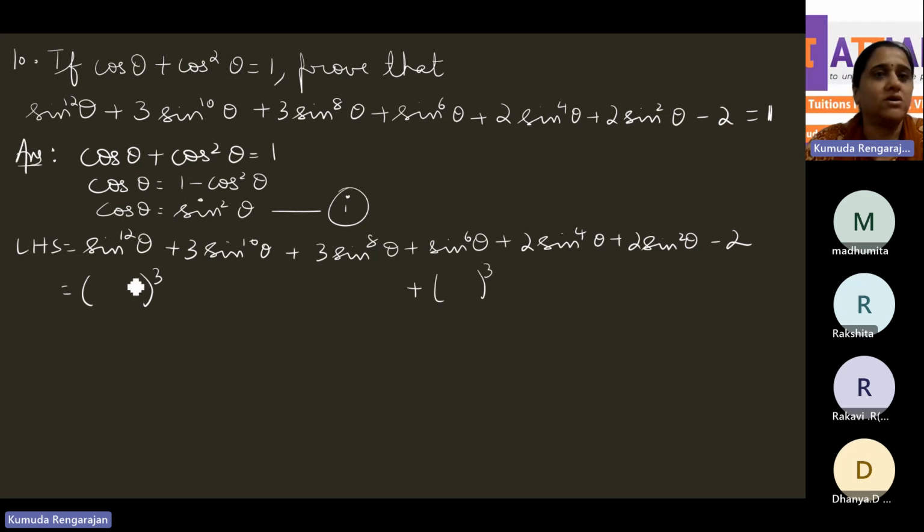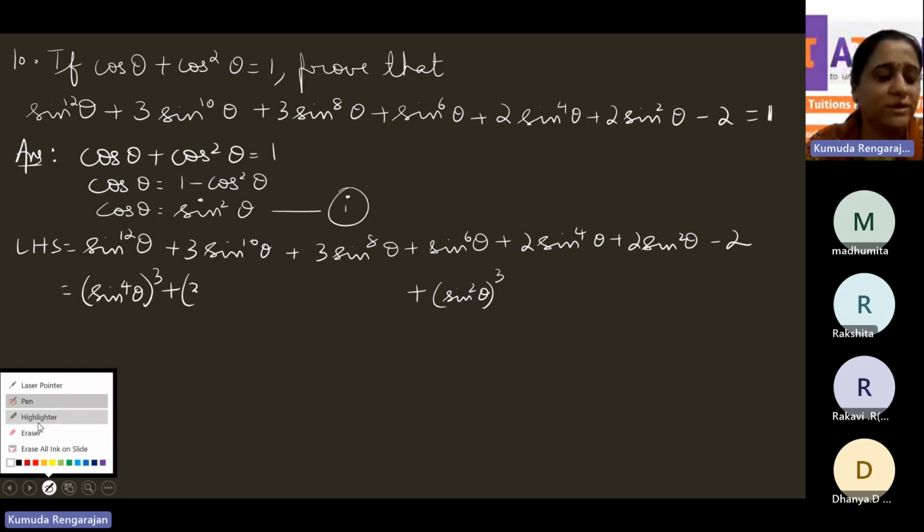So 3 into what is 12? 3 into 4 is 12. So this one is sine theta to the power 4, because 4 3s are 12. And here 3 into 2 is 6, right? So it will be sine square theta in the bracket here. Is this correct, online students? Plus, we have to take a cube outside, so inside it will be sine square theta. This is correct. So now plus 3 into a square b.